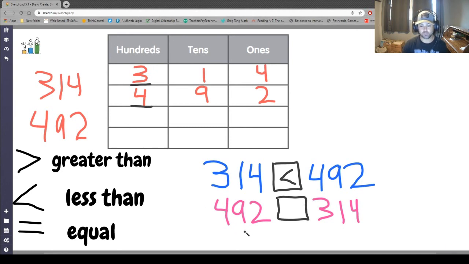And then for the second one on the bottom, all I did here was flip around these numbers. That's all I did. And now we have 492 and 314. So we know that 400s is greater than 300s. So we'd say 492 is greater than 314. And the way my second grade teacher always taught me to do it was if you are not sure which symbol is which, at first, you could say that the alligator eats the bigger number, or Pac-Man, if you know who Pac-Man is.